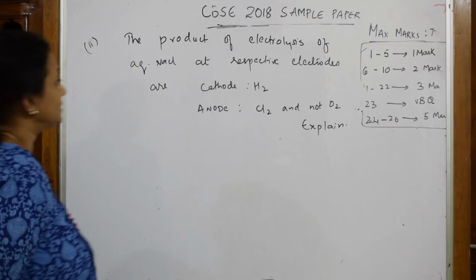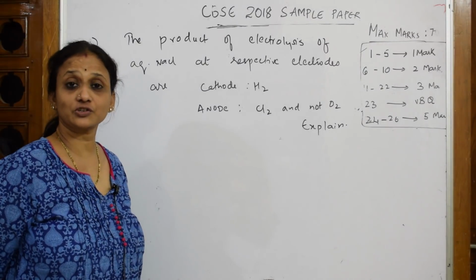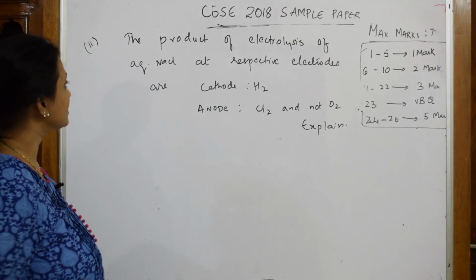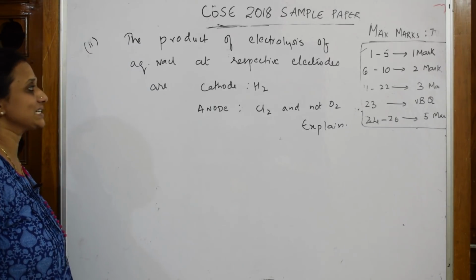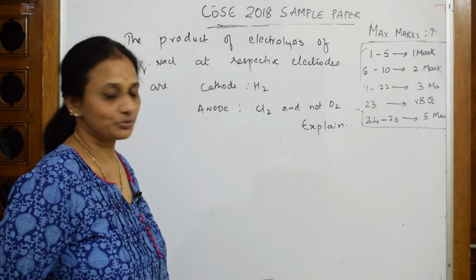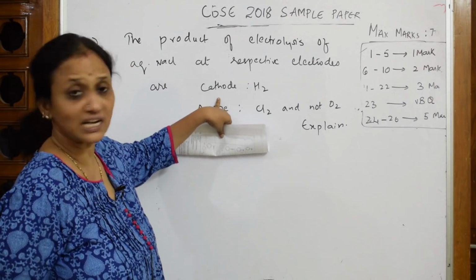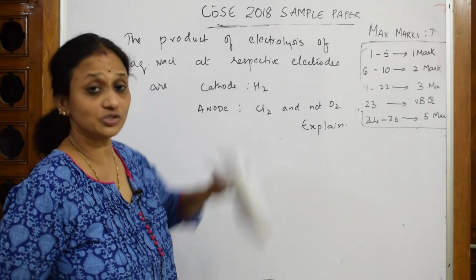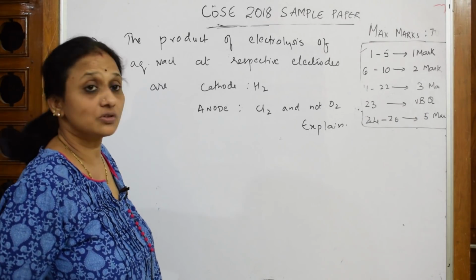Okay, right. So now this question, product of electrolysis concept, is an important topic you need to go through. So let's see. What do they give us? The product of electrolysis of aqueous NaCl at respective electrodes are. So electrolysis was done for sodium chloride. There at the cathode you've got hydrogen gas, and at the anode, chlorine and not oxygen. Explain why oxygen is not formed instead of chlorine.